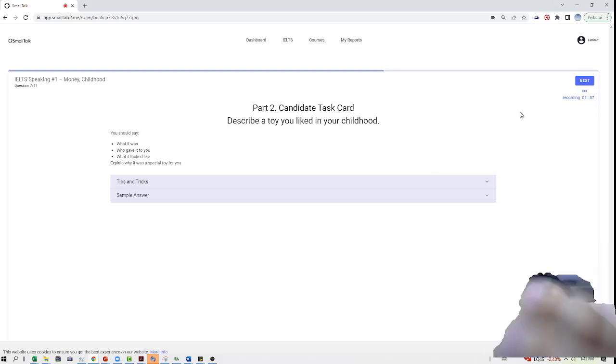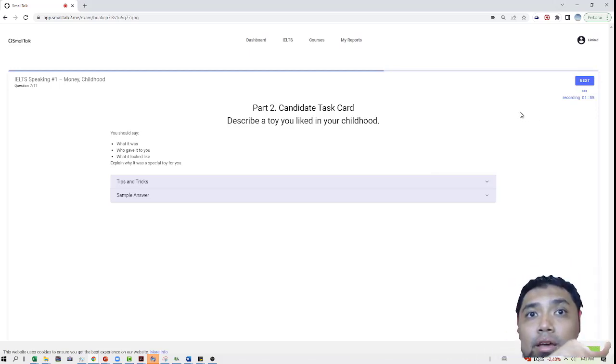Okay, the toy that I liked so much is my game console, like PlayStation. Yeah, for example, my PlayStation. I like my PlayStation so much. I bought a lot of video games that can be played on that console, and my parents bought it for me because, for example, I got a good grade in my elementary school or during my senior high school or something like that.